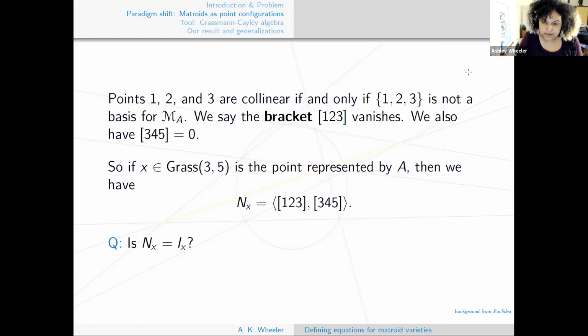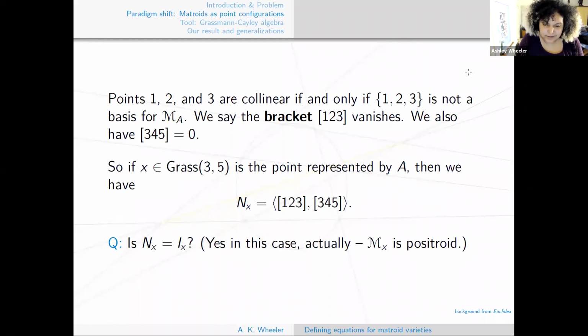Now, does the naive ideal equal the defining ideal for this matroid variety? When I first gave this example in a talk, I didn't know the answer. But then I thought about it for a couple of seconds. And the answer is yes in this case. And it's because the matroid's a positroid. I mentioned that positroids have cyclic conditions on basis elements, so that for the non-basis elements, the columns are cyclic. I have 1, 2, 3, and 3, 4, 5. And so that's how I know it's a positroid.